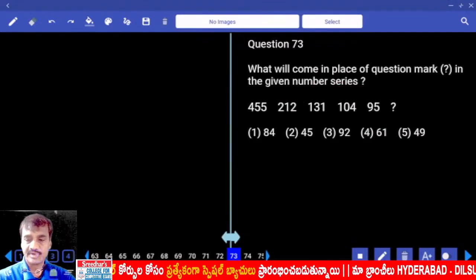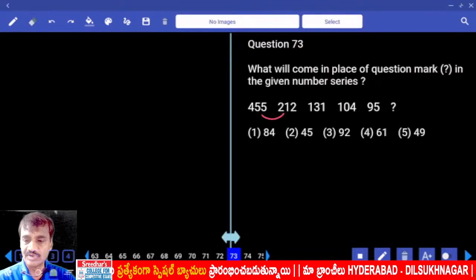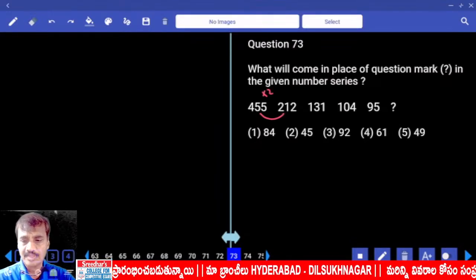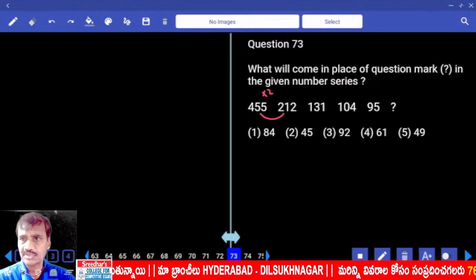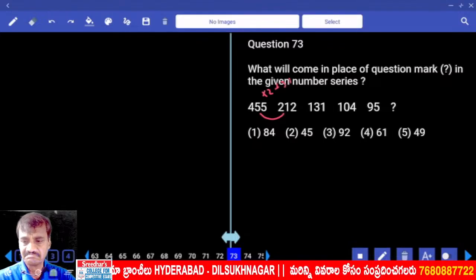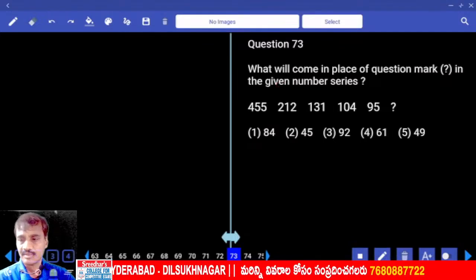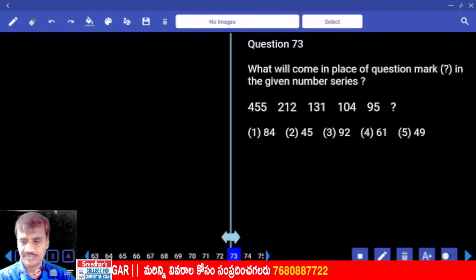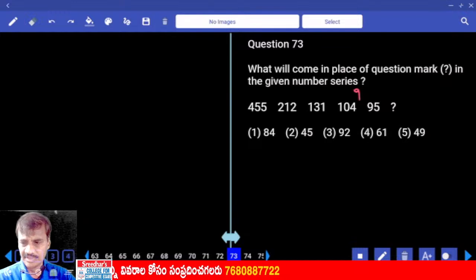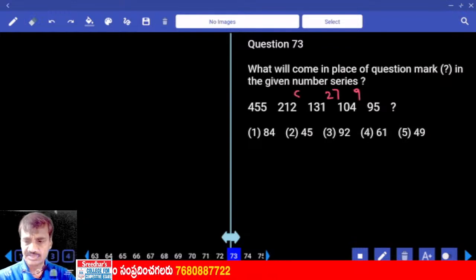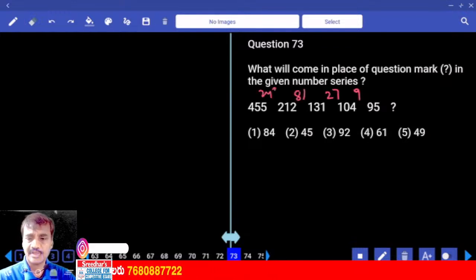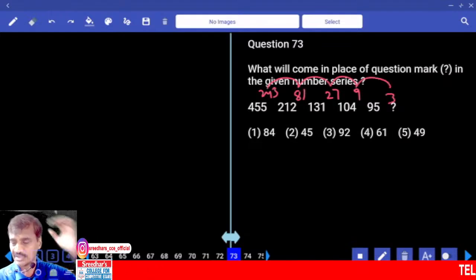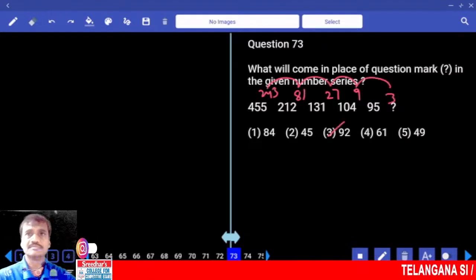Then next one, 95. 212 and this one, and it is multiplied by how many times? Into 2, and 24 plus how much? 24 plus 31, I think. Then check what the difference is here. 95 and 104, the difference is so much? 9. Now here this is 27. Now here it is 81. Next 243. And by 3, by 3, by 3, by 3. Then here we need to subtract. 95 minus 3, 92, choice 3.